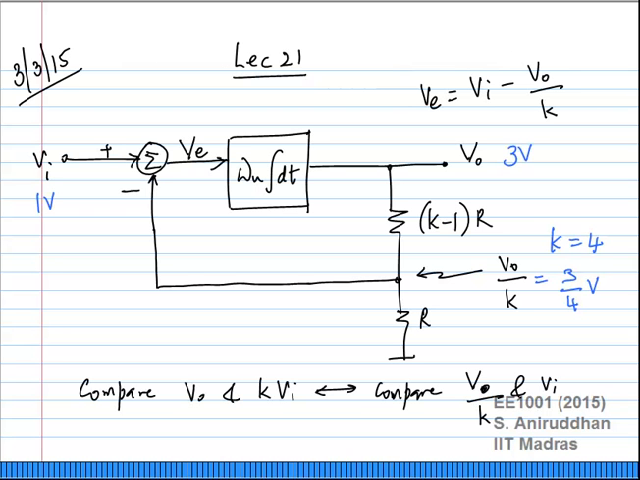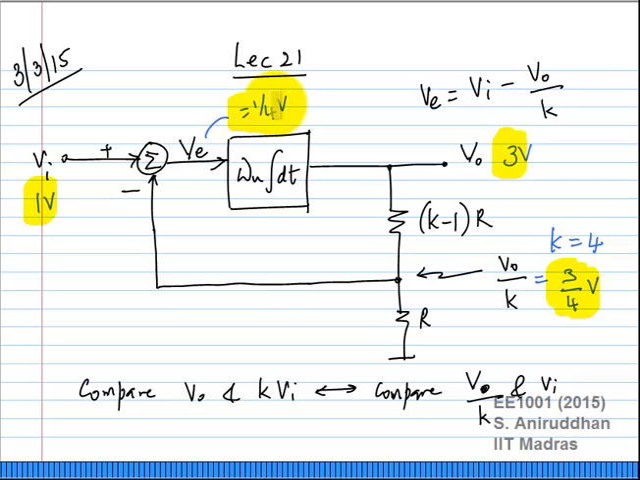Okay. So let us say the initial value of Vi was 1 volt. Initial value of VO was 3 volts. VO by K was 4. We are trying to achieve an amplifier of gain 4. VO by K is 3 by 4 volts. What is VE? It is 1 by 4. The value of VE is 1 by 4.